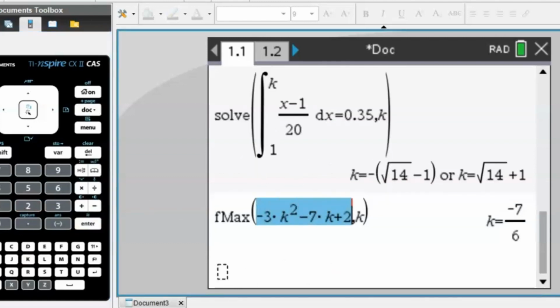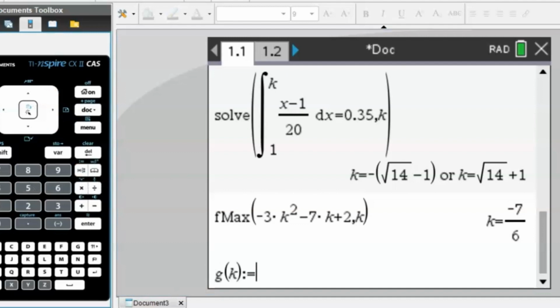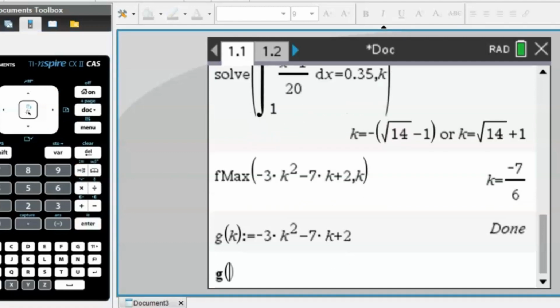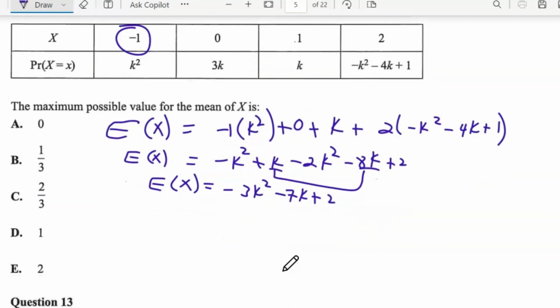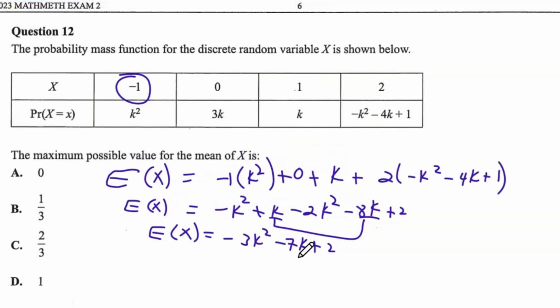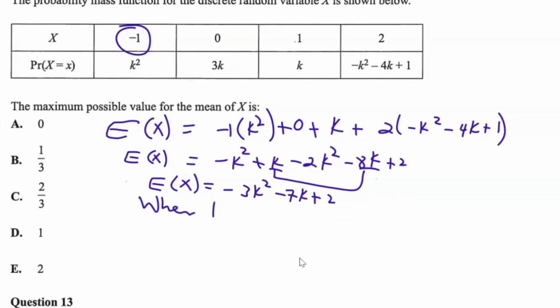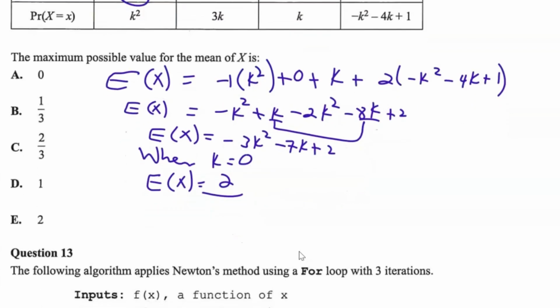And if I copy this with Control C, and I say g of x, so over k, I'm just going to say k, and paste with Control V, and I say g of k when k equals -7/6... well, none of the options are 73/12. Alright, how about when k equals 0? When k equals 0, the maximum possible value of the mean, so k equals 0, which our mean of x, well, it's going to be 2, but with the maximum possible value. Doesn't make sense.